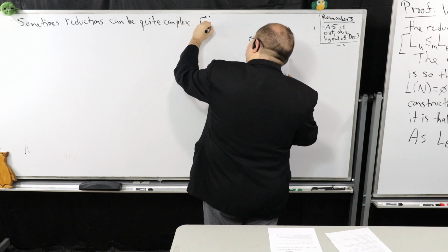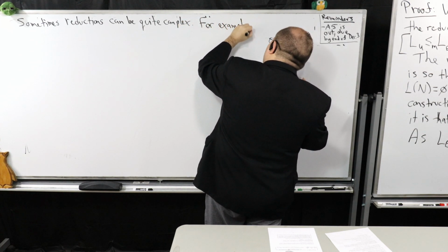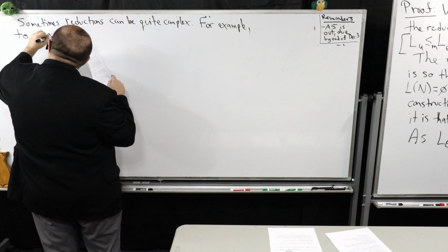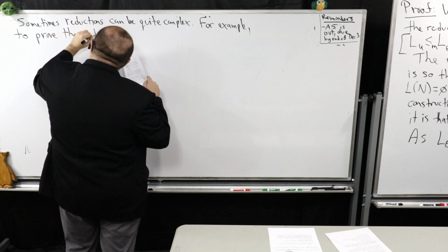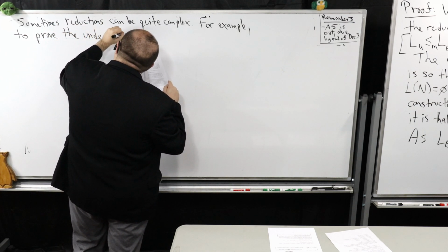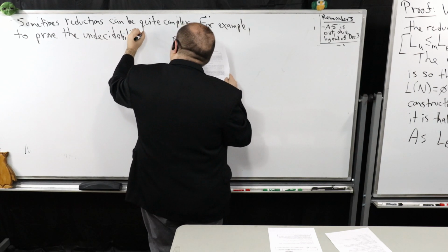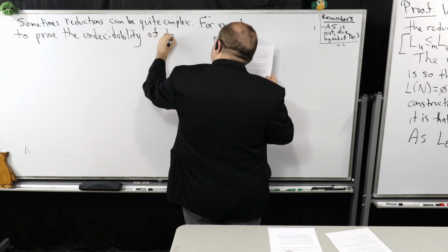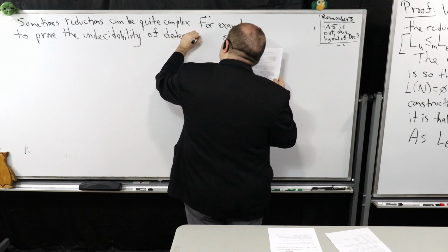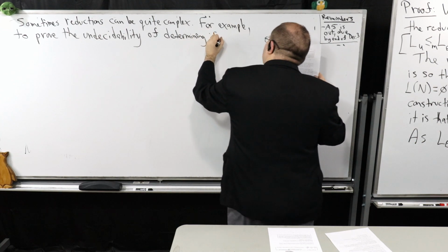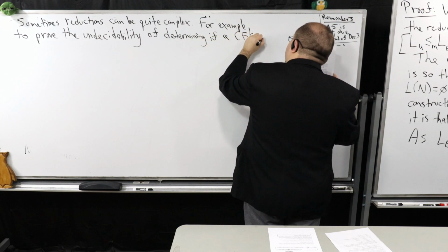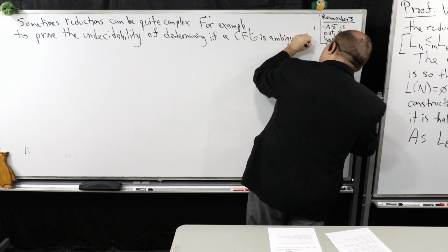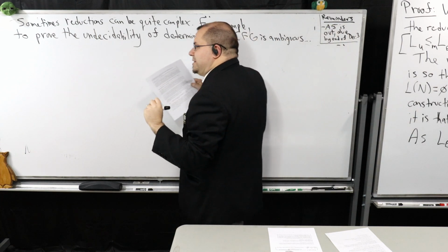For example, to prove the undecidability of determining if a context-free grammar is ambiguous, we do the following reduction actually in this proof.